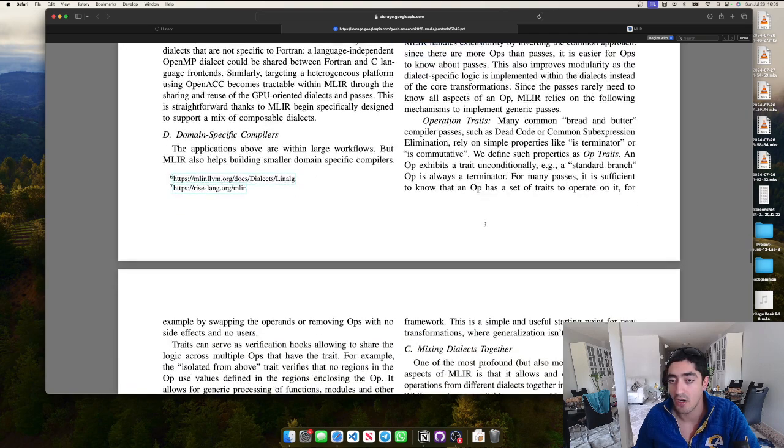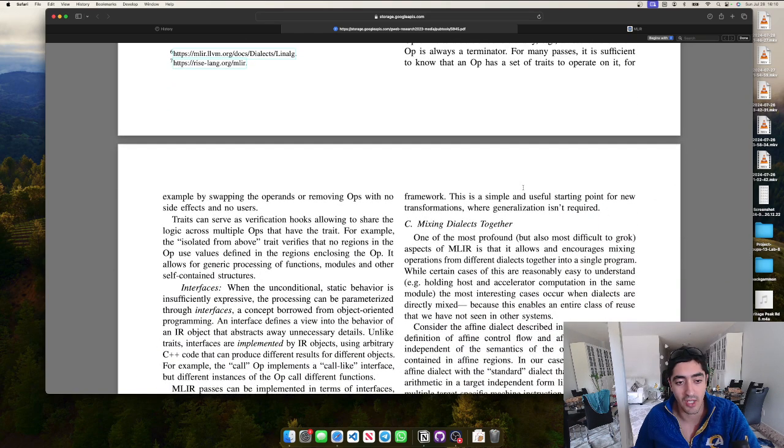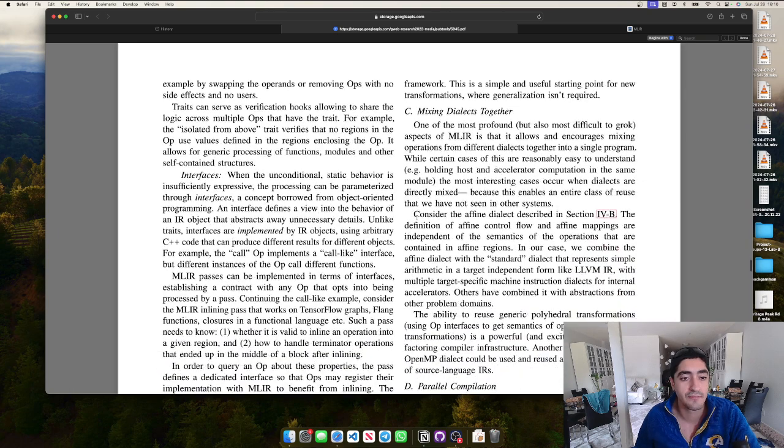generic passes. Operation traits. Many common bread and butter compiler passes, such as dead code or common sub-expression elimination, rely on simple properties like is terminator or is commutative. We define such properties as operation traits. An operation exhibits a trait. For example, a standard branch operation is always a terminator for many passes. It is sufficient to know that an operation has a set of traits to operate on, for example, by swapping the operands or removing operations with no side effects and no users.